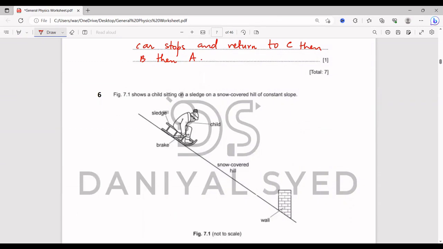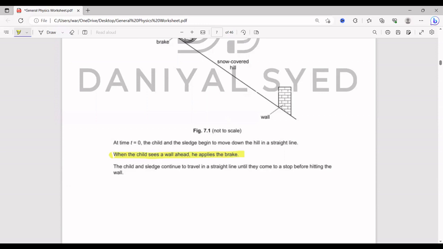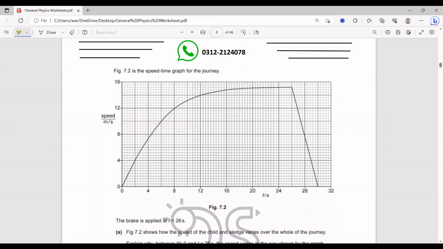Figure 7.1 shows a child sitting on a sledge on a snow-covered hill of constant slope. Okay, bacho? So at t is equal to 0, the child and the sledge begin to move down the hill in a straight line. When the child sees a wall ahead, he applies the brake. So the child and sledge continue to travel in a straight line until they come to a stop before hitting the wall. Now, figure 7.2 is the speed time graph for the journey.